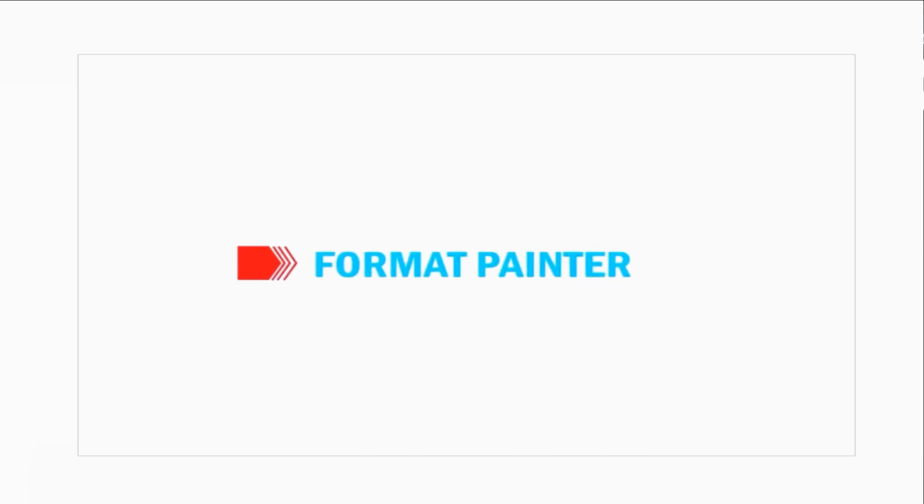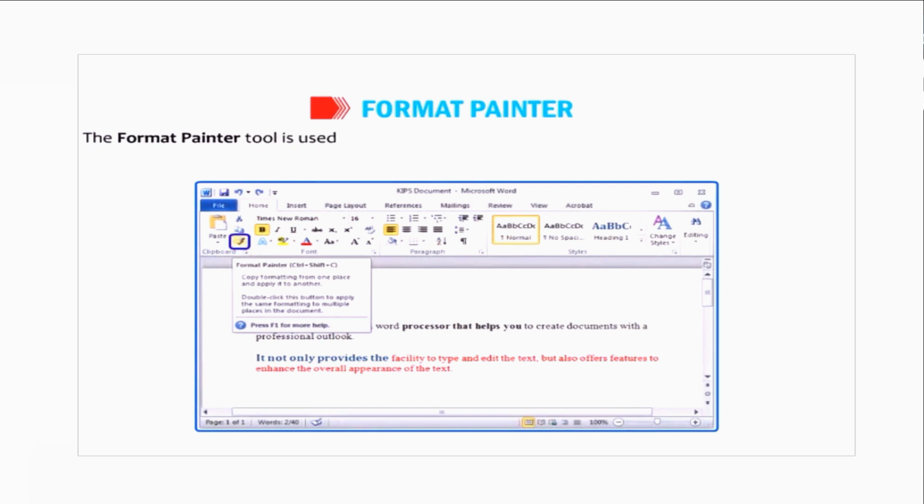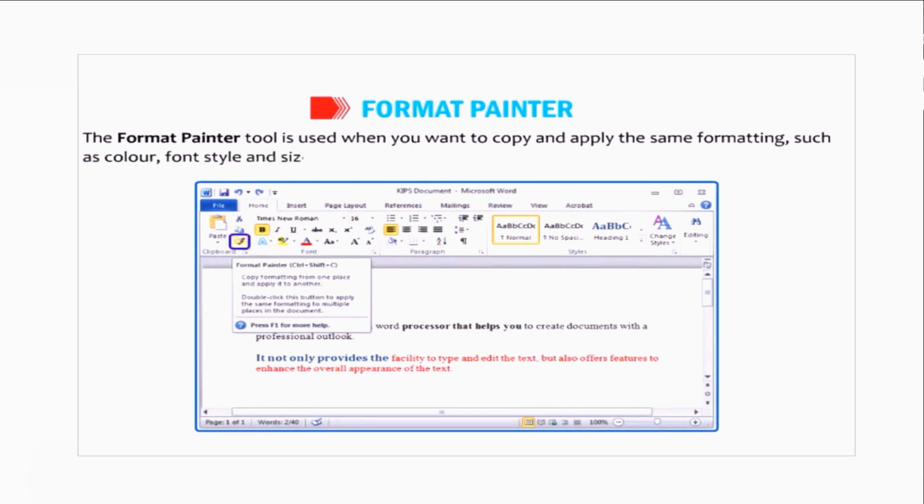Let us start with the Format Painter. The Format Painter tool is used when you want to copy and apply the same formatting, such as color, font style and size, and border style to another section of text or graphics.